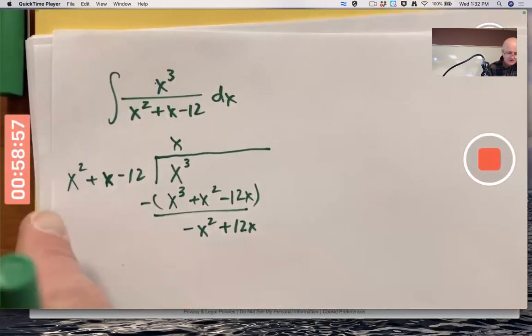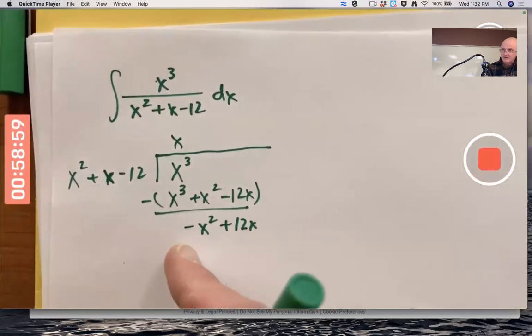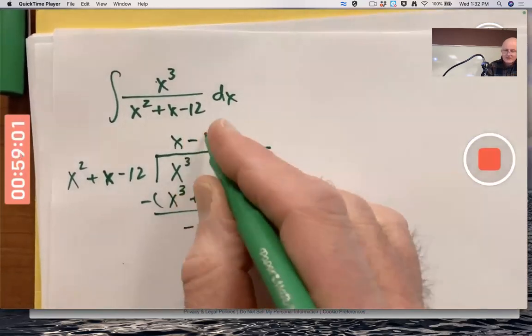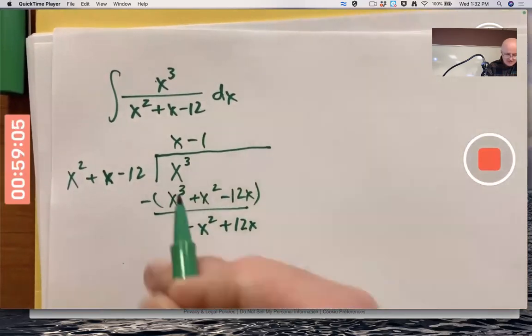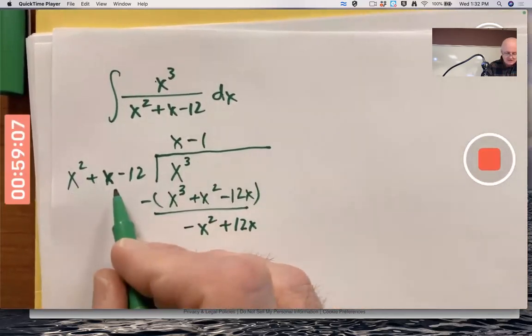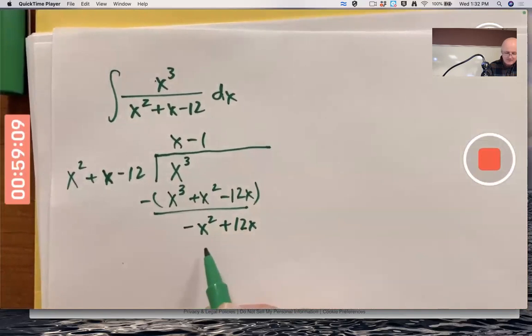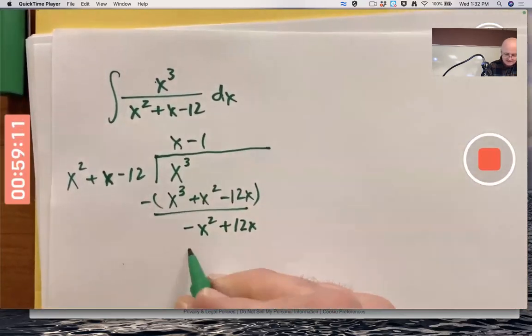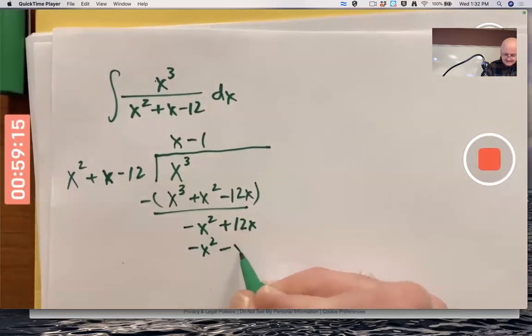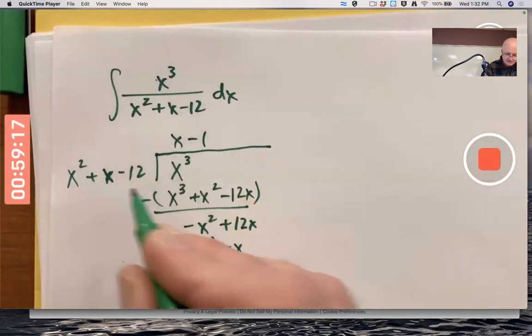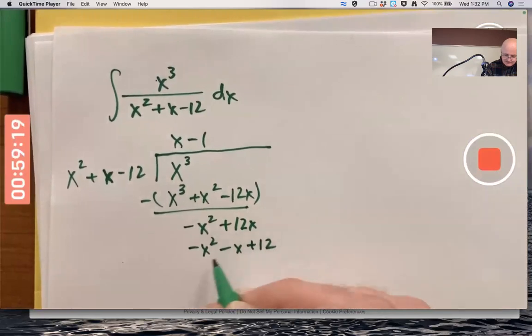Continue. What do I multiply x squared by to get negative x squared? Minus 1 is what I do. Now take that minus 1 and multiply times each term, putting the answer down here. Negative 1 times x squared is negative x squared. Negative 1 times plus x is minus x. Negative 1 times negative 12 is positive 12.